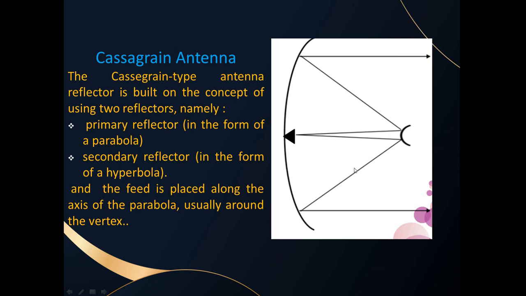Next is the Cassegrain antenna. This is the picture for Cassegrain type antenna. It consists of a reflector that is built on the concept of using two reflectors, namely primary reflector and secondary reflector. Primary reflector is in the form of a parabola and secondary reflector is in the form of a hyperbola. And the feed is placed along the axis of the parabola around the vertex.